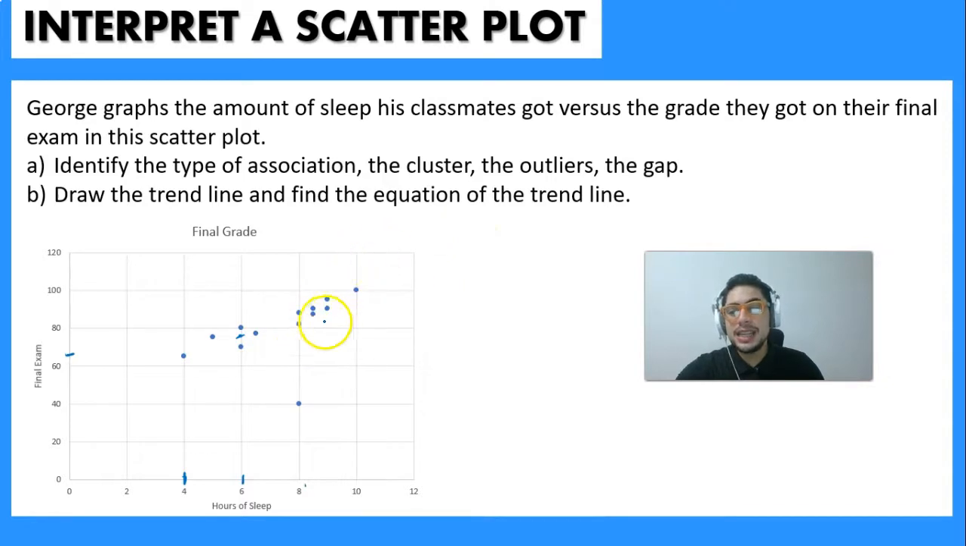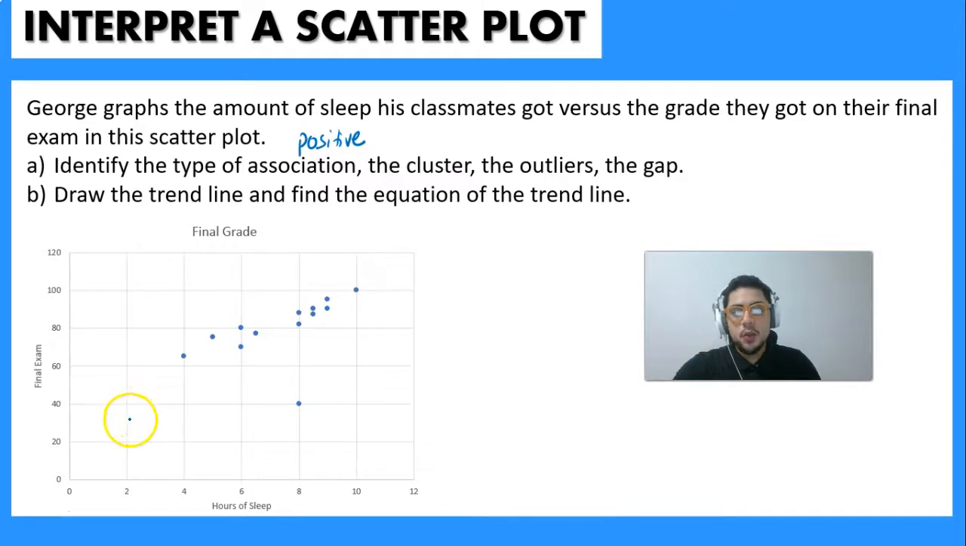So we can see that the values are going to be increasing. As we increase the value of x, we are going to increase the value of y. So we are going to say that the type of association is a positive association, right? A positive association can also be known as a positive correlation. It's the same thing, okay?